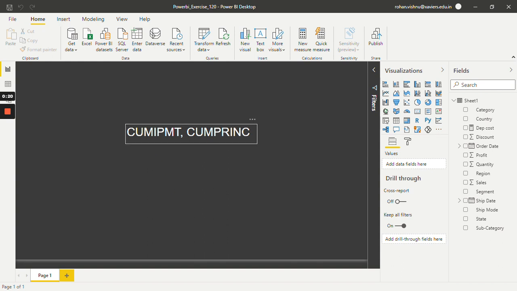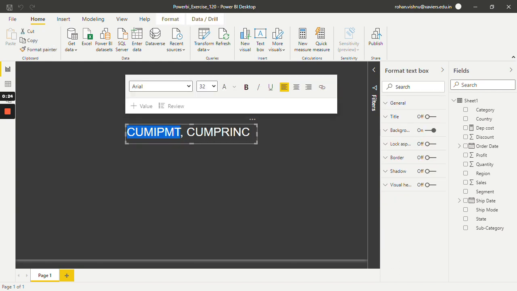The first function that you can see is CUMIPMT. It returns the cumulative interest paid on a loan between the start period and the end period. And the second function, CUMPRINC, returns the cumulative principal paid on a loan between the start period and the end period. So let's see how the first function works.